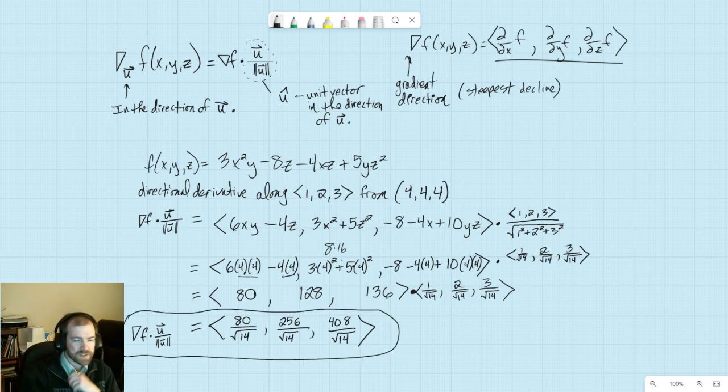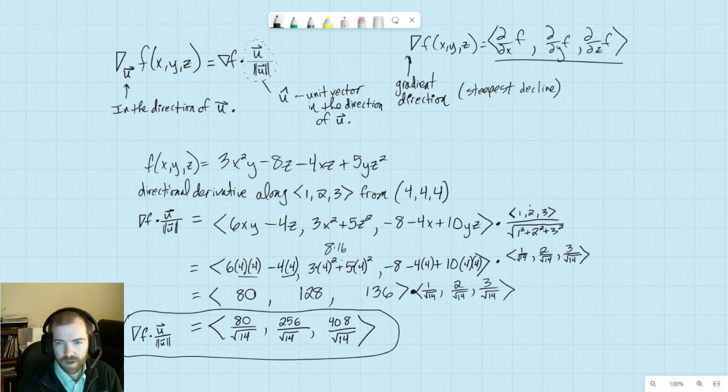Alright, so Blainland, this is our example here. We took the directional derivative along the vector 1, 2, 3 from 4, 4, 4 with this particular function here. In order to get that, we take del f, which is going to be 6xy minus 4z, the partial derivative of f with respect to x, comma, 3x squared plus 5z squared, the partial derivative with respect to y, comma, negative 8 minus 4x plus 10yz, the partial derivative with respect to z.